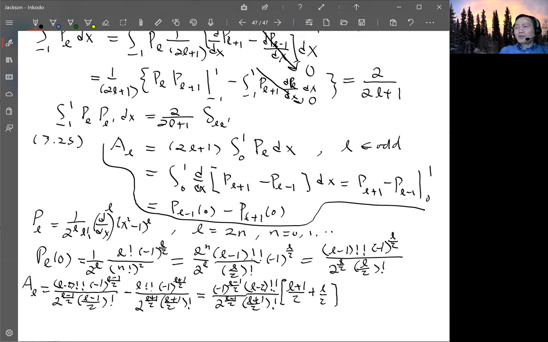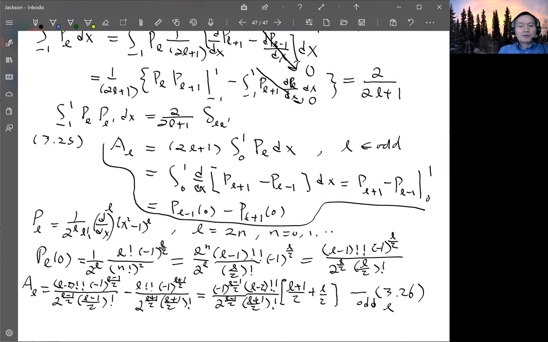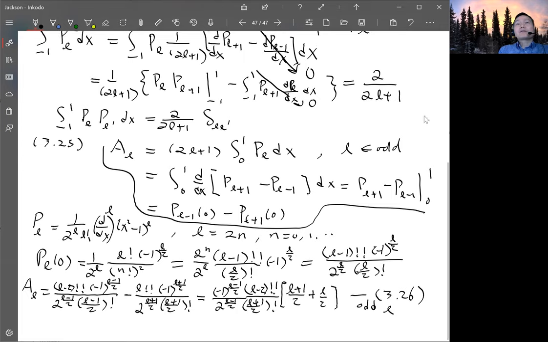Okay, and you combine this one, it becomes (2L plus 1) over 2. Become (2L plus 1) over 2 and multiply by the rest. This would be the same as equation 3.26 of Jackson. And remember, this is for odd L. Okay, so that would be the result that gives this coefficient in that Legendre series. Okay, so that is for this discussion.